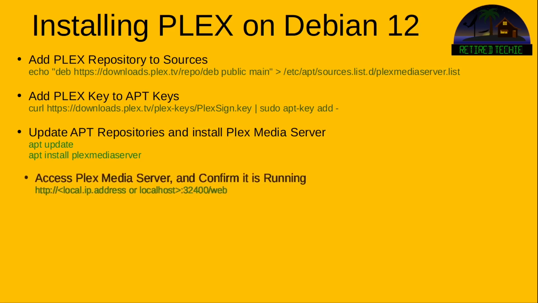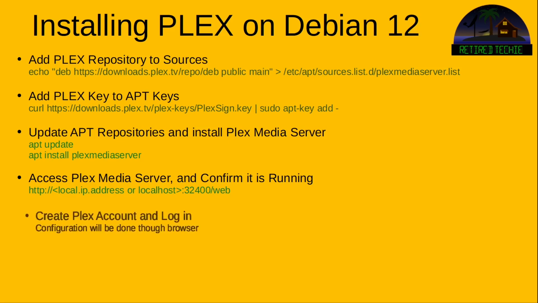You can access your Plex Media Server and confirm it is running via web browser, either from localhost if you have a GUI installed on the server, or from another computer by typing in the server's local IP address, then port 32400/web. Once you connect to the Plex server, you're going to need to log in. You can open a free account that has some restrictions for mobile access, but all configuration will be done through the web browser.